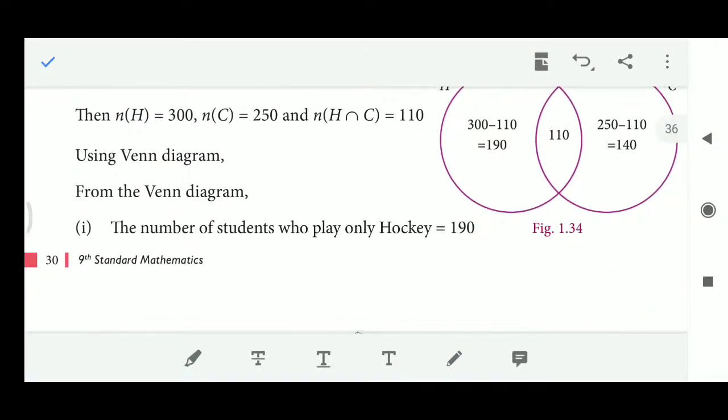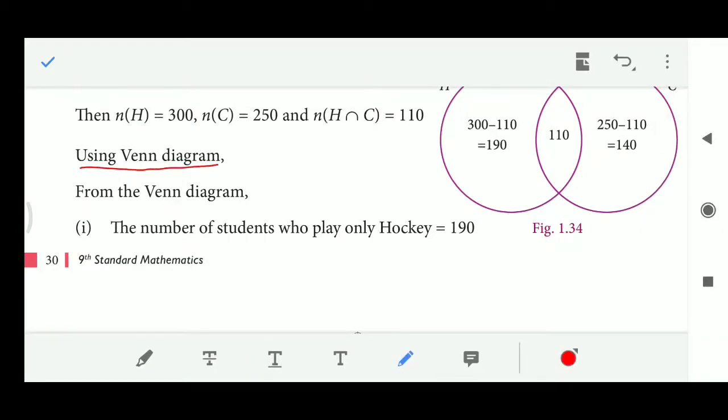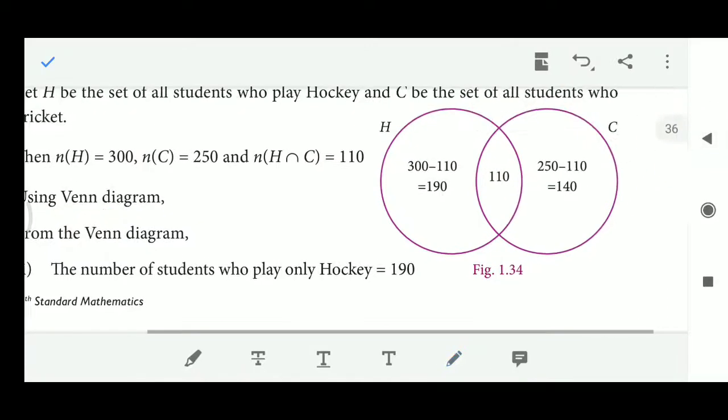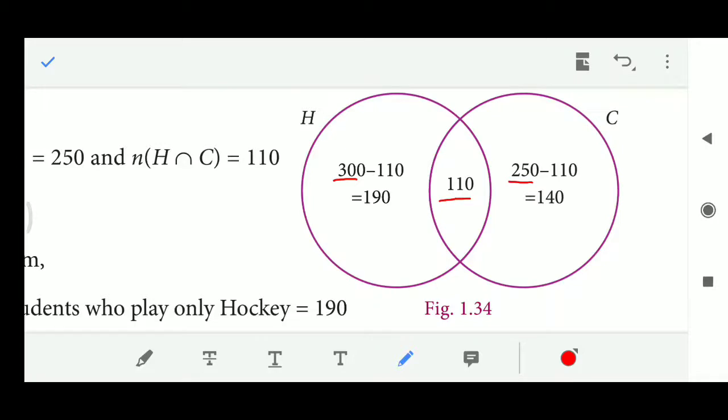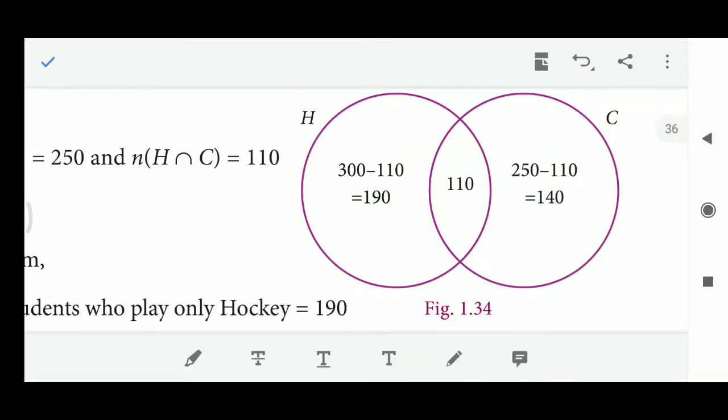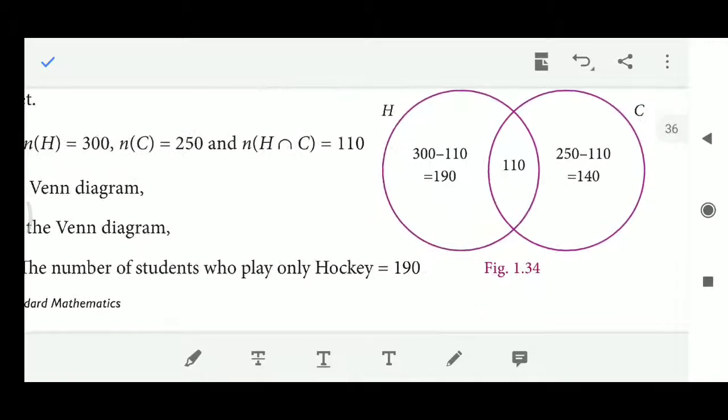Now we have to draw the Venn diagram. One set denotes H, the second denotes C. Here H is hockey, so we place 300 in the hockey and 250 in the cricket, and 110 in the intersection part. Now we subtract 110 from hockey as well as cricket. You will get 190 and 140. This 190 denotes the number of students who play only hockey, and 140 denotes the number of students who play only cricket.